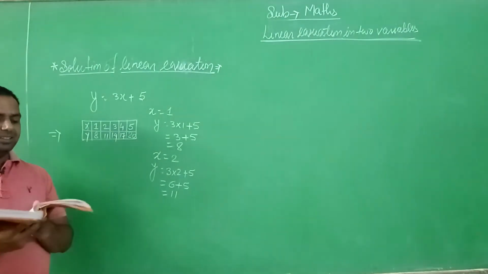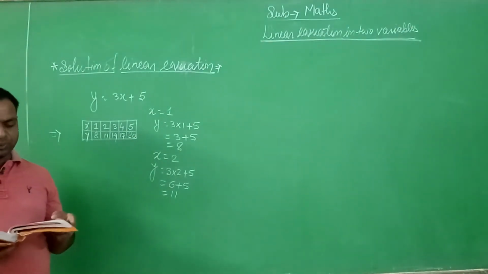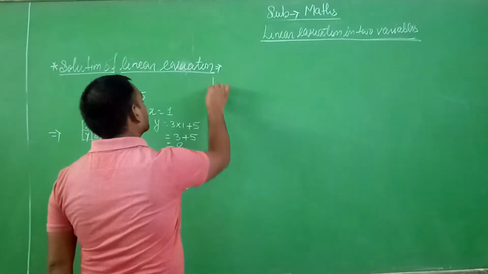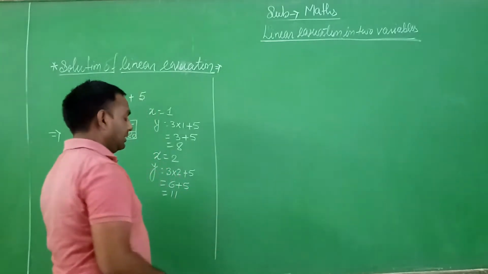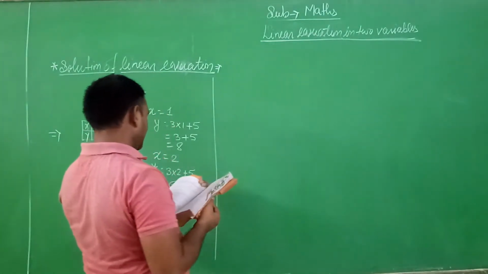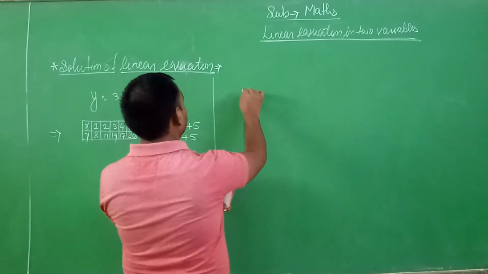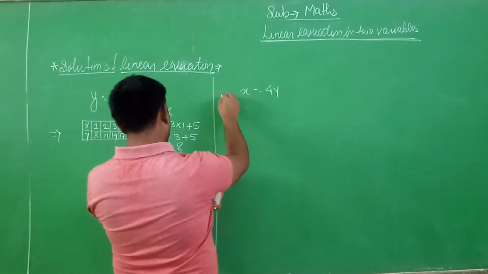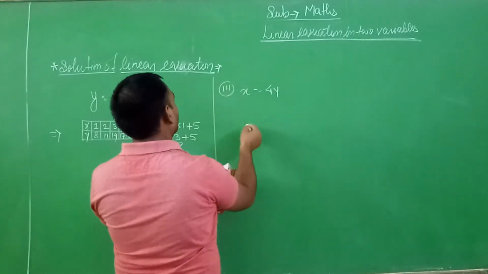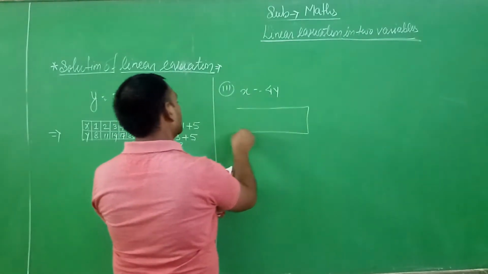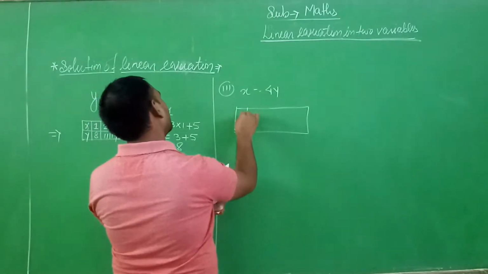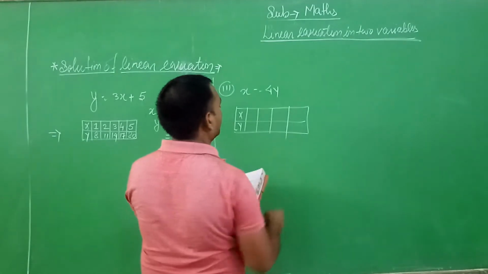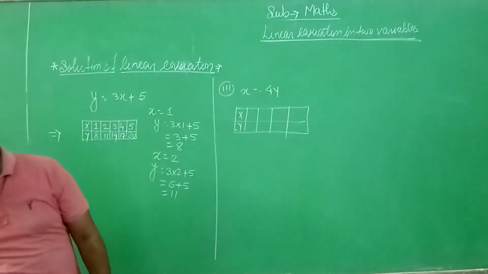The second question is: write 4 solutions for each of the following equations. You find the 4 solutions. I write down one equation: x is equal to 4y. You find the 4 solutions. 4 solutions means you find 4 values of x and y at different points.